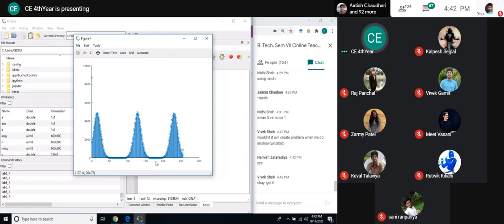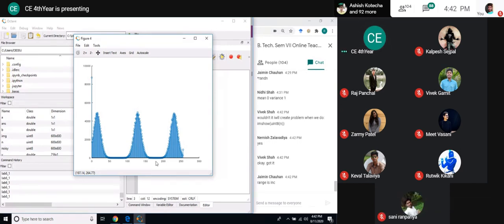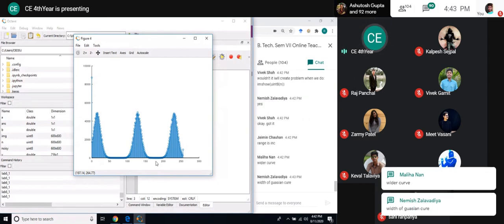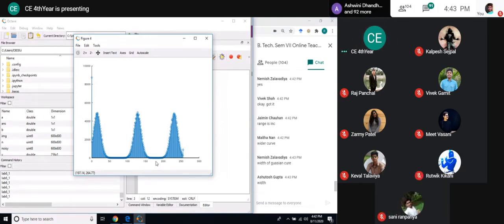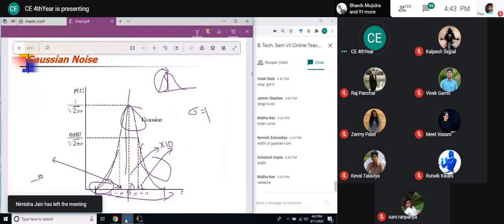What does this 10 indicate? What if I change this 10 to 20, 30, 40, 100, 200? What will be the change in the curve if I change this 10 to 20? The range is increased. What will be the wider curve? True, both of you are correct. The width of the Gaussian curve. What is the width of the Gaussian curve? Yes, it is variance. The width of the Gaussian curve is variance.